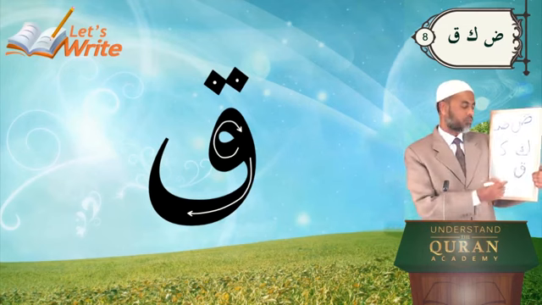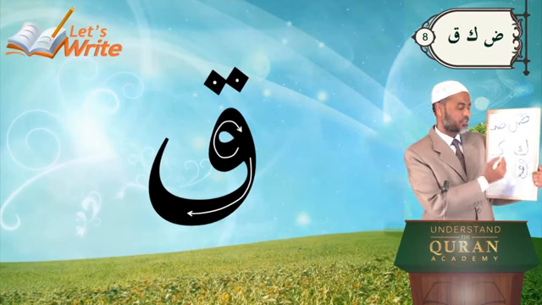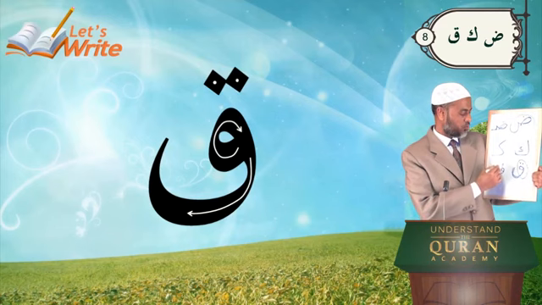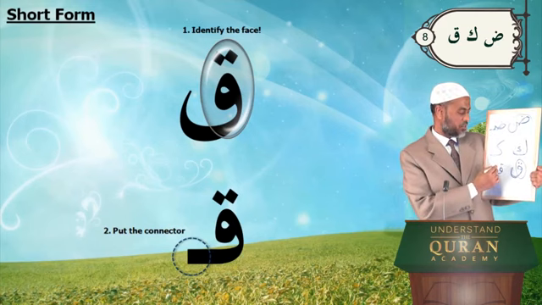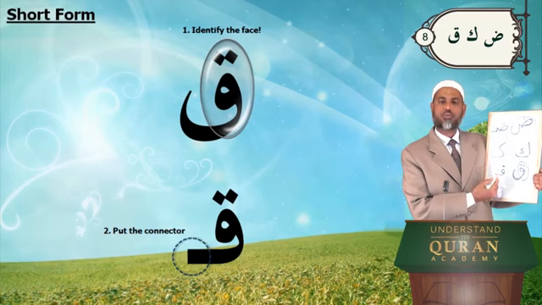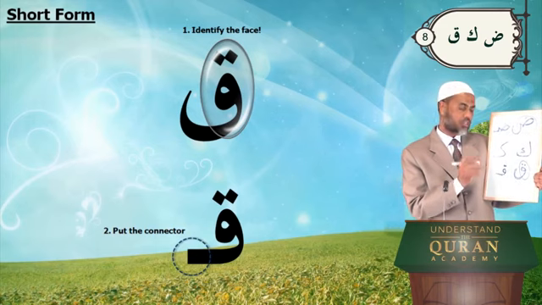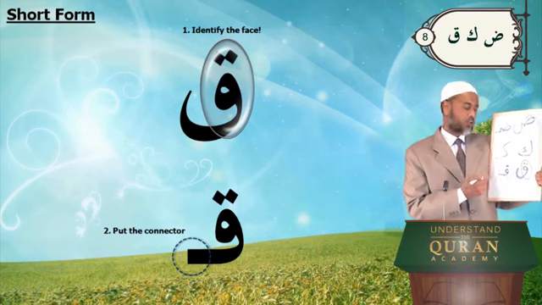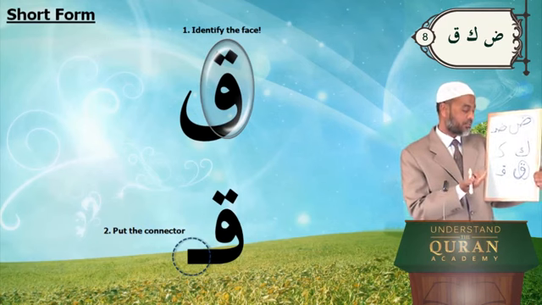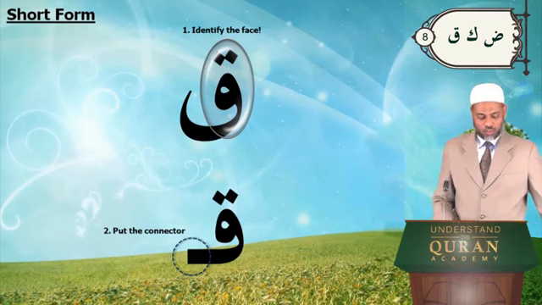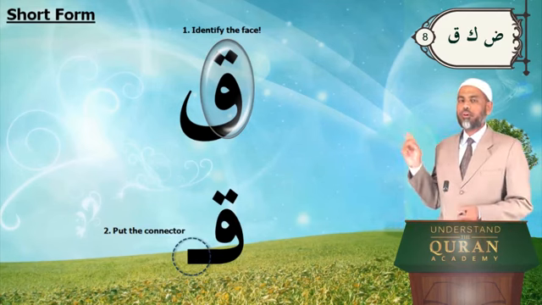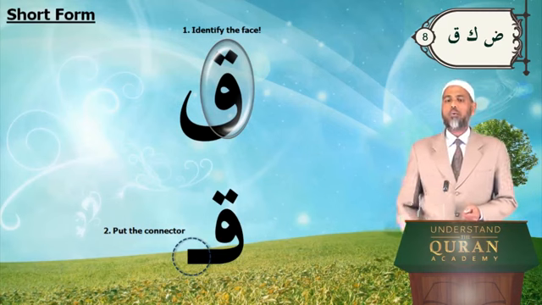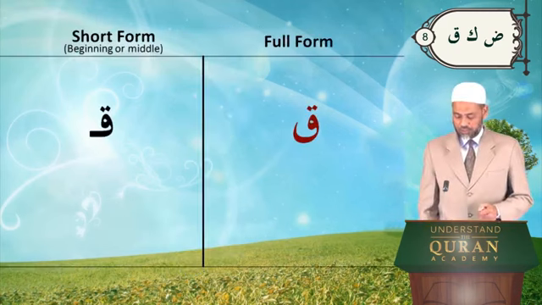And what about its short form? You identify the face, which is a circle with 2 dots, and you don't have to go below, just put a connector. It is just like fa, but fa has one dot and qaf has two dots. Be careful. Folded finger with a flower, remember that? That is one dot, and this one has two dots. So there you have the full form and the short form with connectors from previous letters given below.